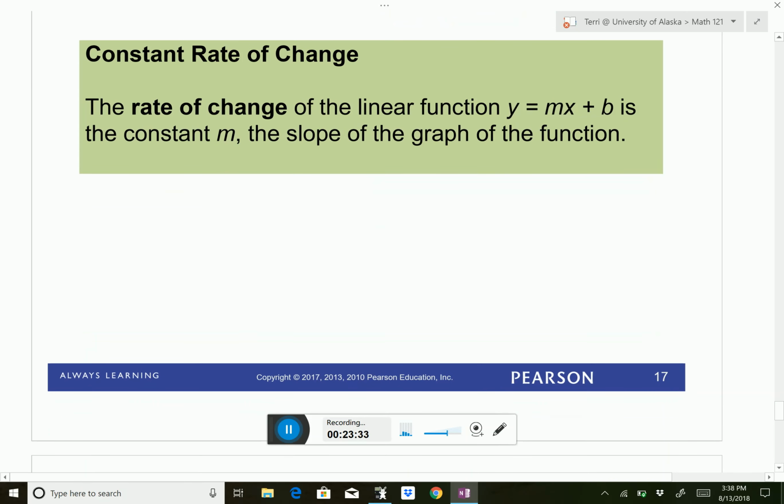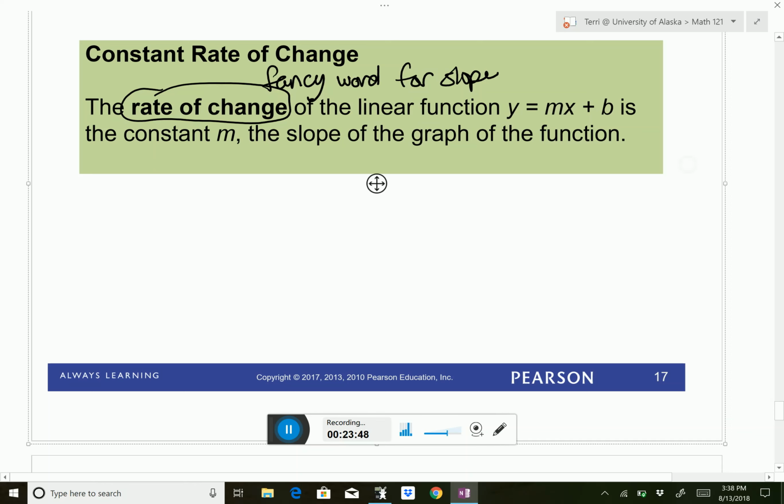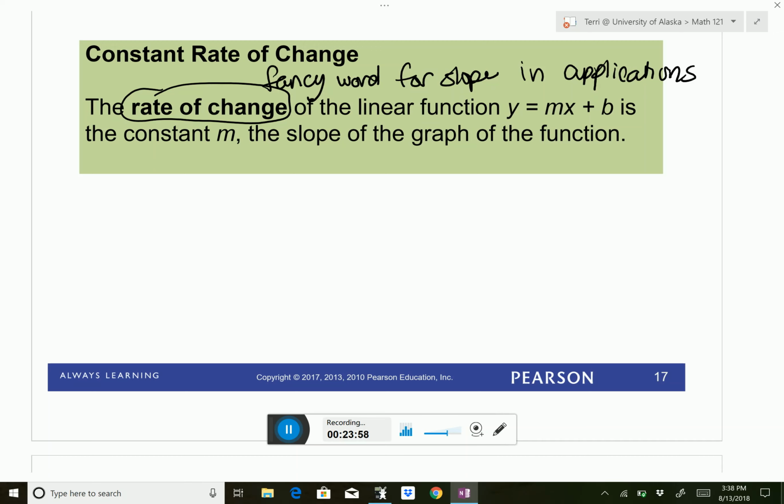So let's talk about this rate of change. Now, rate of change is just a fancy word for slope. It's not all that fancy anyway. But rate of change is what we normally call it in applications. Like how fast is our y variable changing for every change in x.